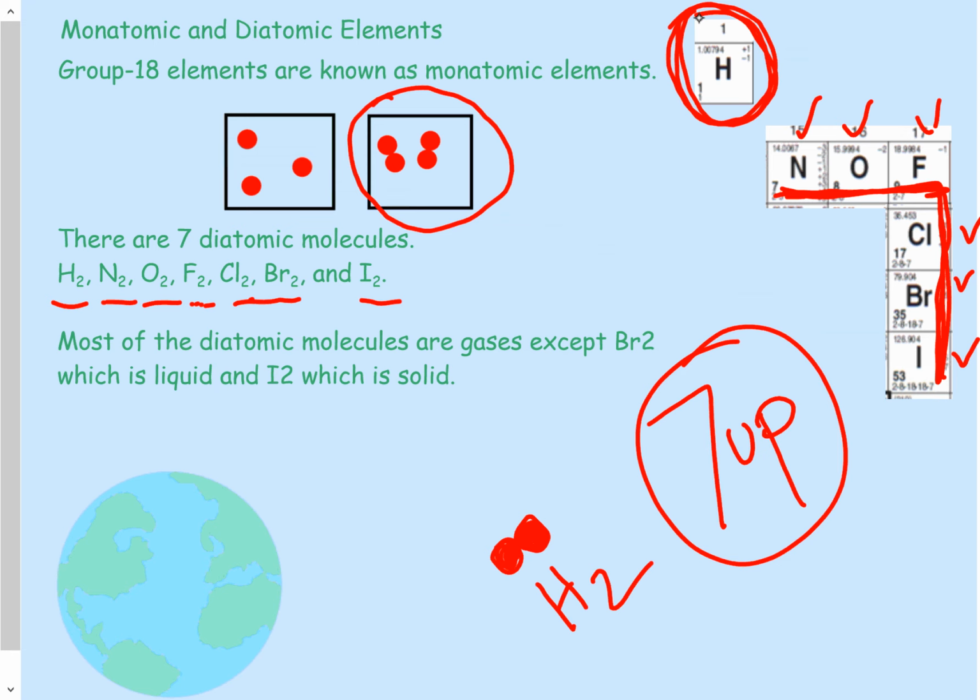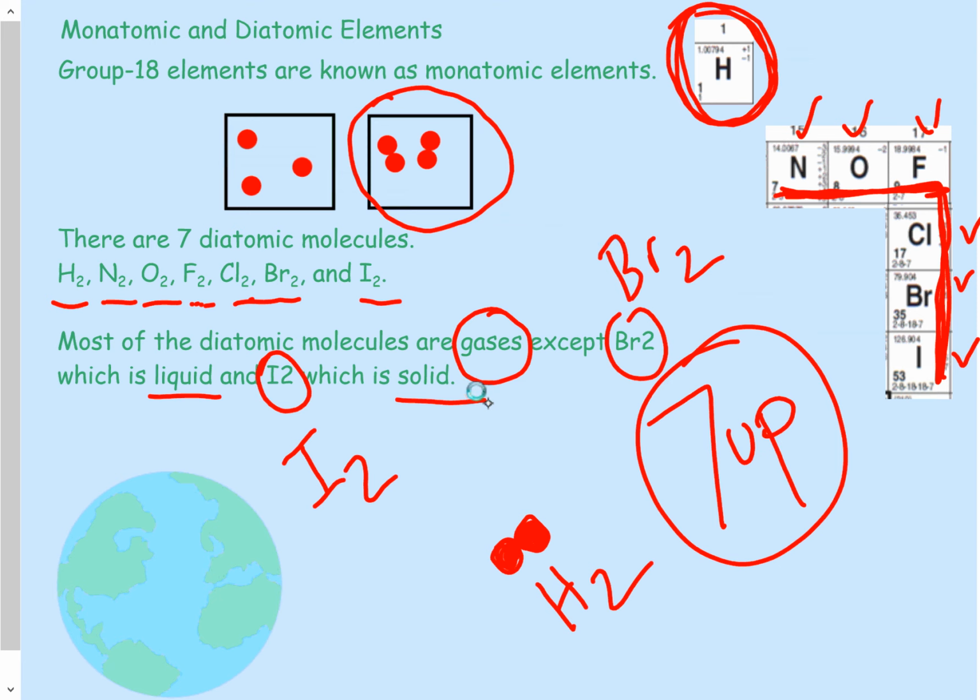So we also need to remember this. Most of the diatomic molecules are gases, except bromine, Br2, which is liquid, and I2, which is solid. So just keep that in mind. The natural state of most of the diatomic molecules like hydrogen, nitrogen, oxygen, fluorine, chlorine, they are gases except bromine, which is liquid, and iodine, which is solid.